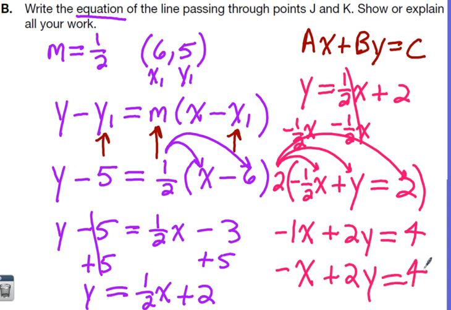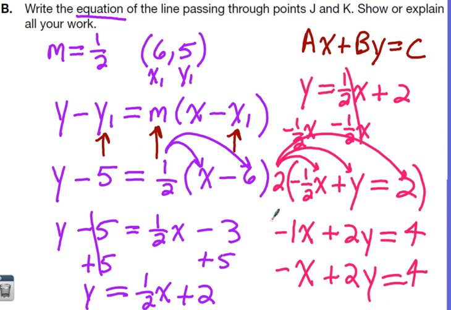And another little side note, another way this could be written is positive x minus 2y equals negative 4. That would have been the same thing. Again, if you have any questions about that, feel free to ask me in class next time you see me. But another way to write this and still be correct is positive x minus 2y equals negative 4, okay?